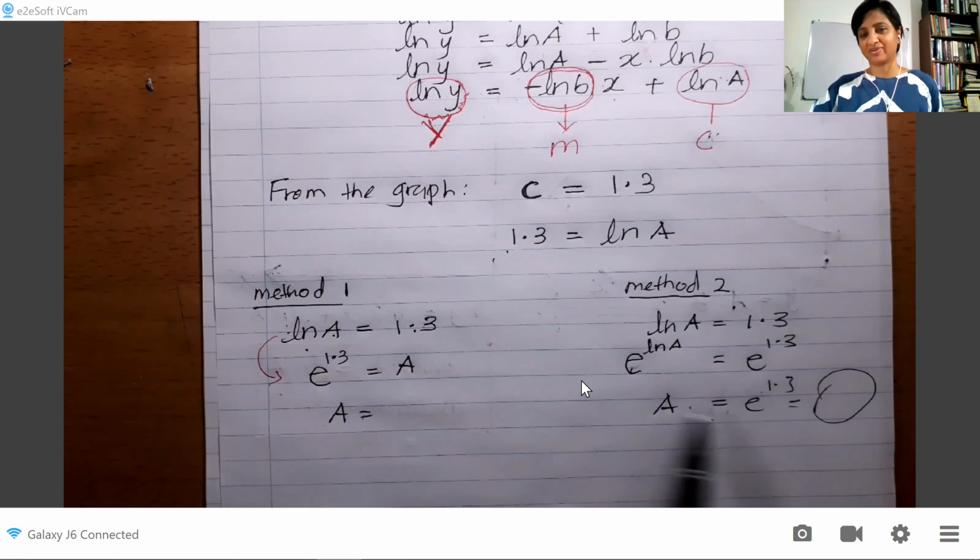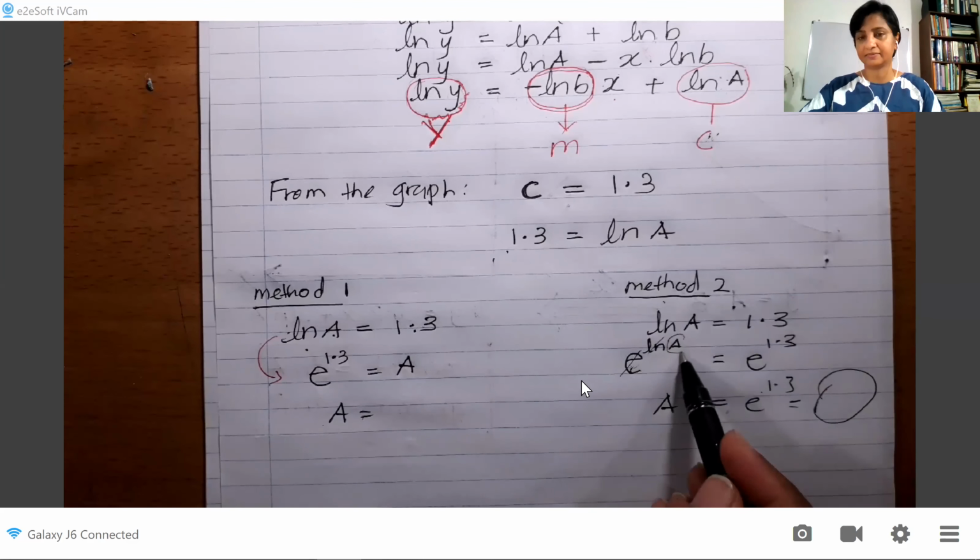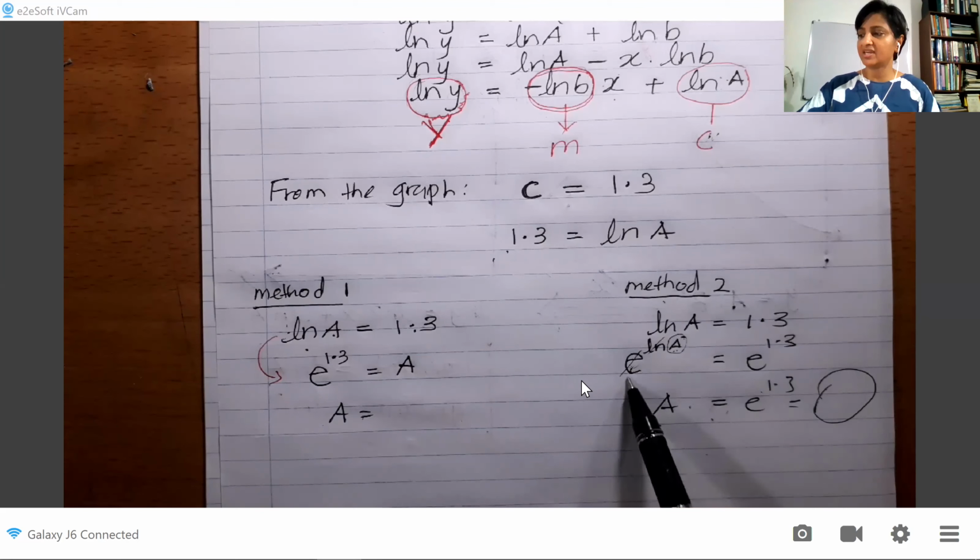Which method do you prefer? I like this one. You can just raise both sides to the power of e. Then e and ln cancel, not like that kind of cancellation. It's because they are inverses, they get cancelled. It's like doing and undoing. The e to the power does get undone by ln. So the effect gets cancelled and you just get a here. Because ln has been taken off a and that has been raised to a power of e, you are back to your a.